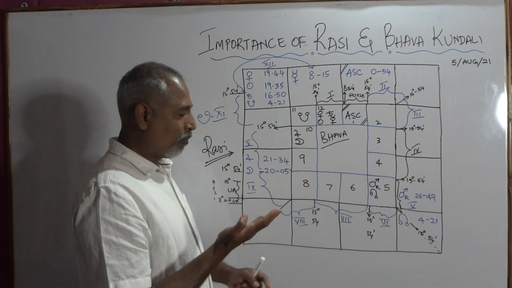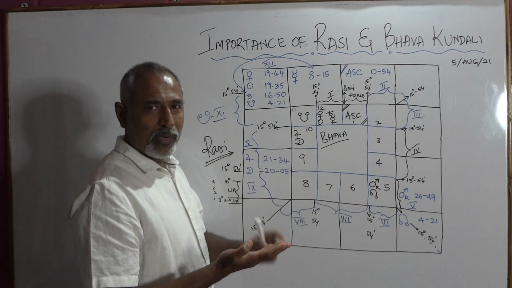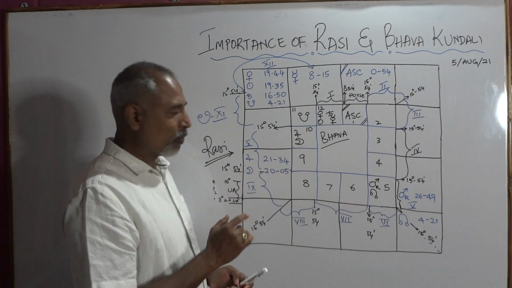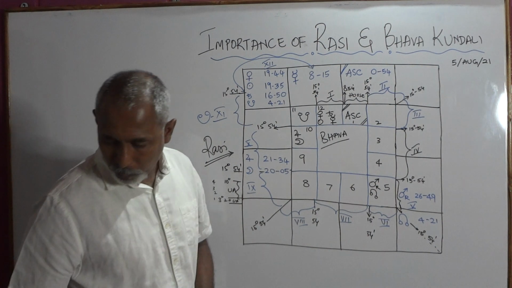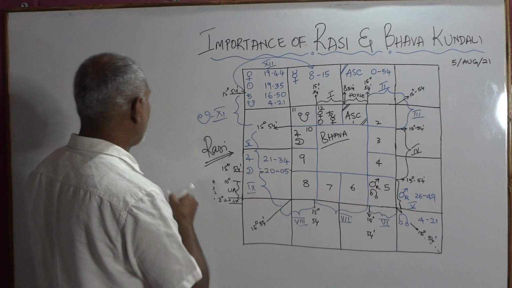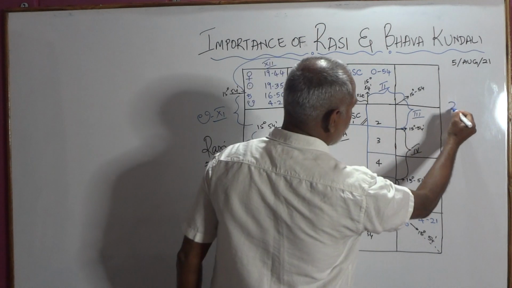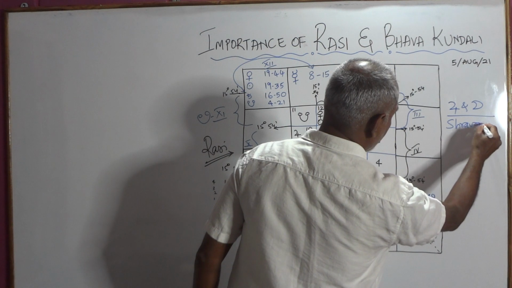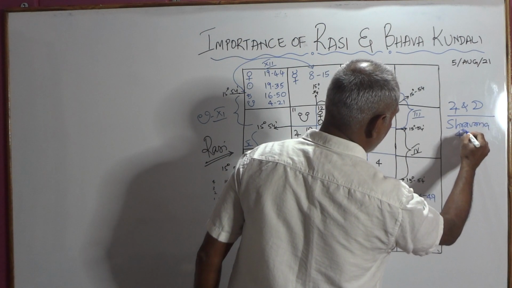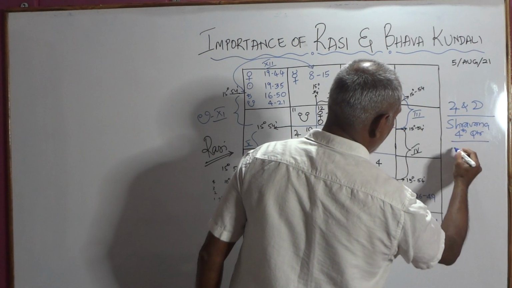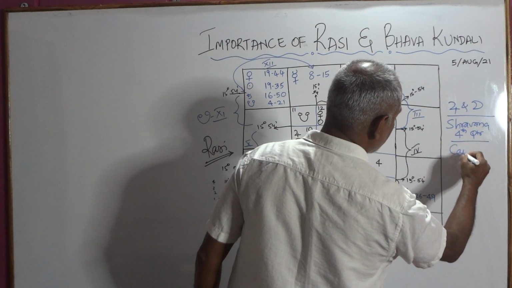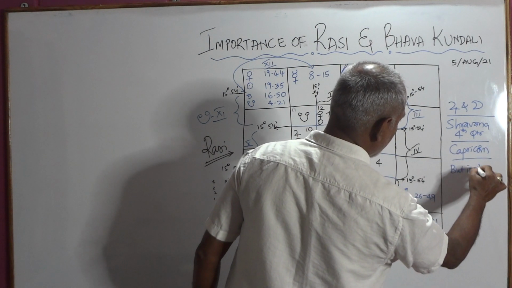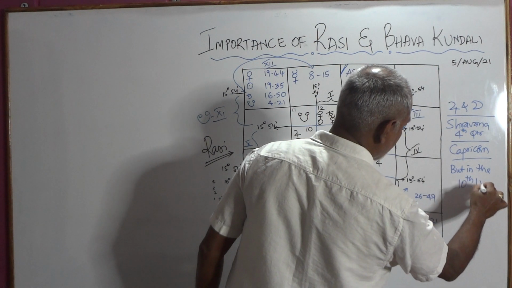And Shravana 4 is between 20 and 23 degrees 20 minutes. So 20 to 23 degrees 20 minutes is Shravana 4. So Jupiter and Moon are both in Shravana 4, the fourth quarter, inside Capricorn Rashi, but in the 10th house. Please write that side.